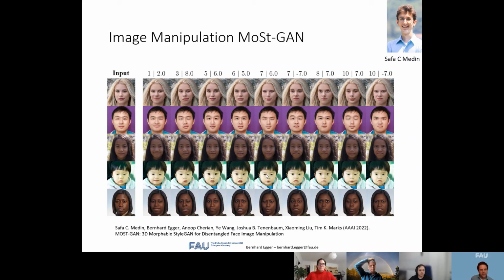Another project that we recently published at AAAI is a novel method to do image manipulation based on 3D morphable models. We called it MoSt-GAN, or in Swiss German, MoSt-GAN. And the basic idea is you feed an input image, you would like to adapt the 3D morphable model, and you would then make a change on the 3D model and render the change back to the image.